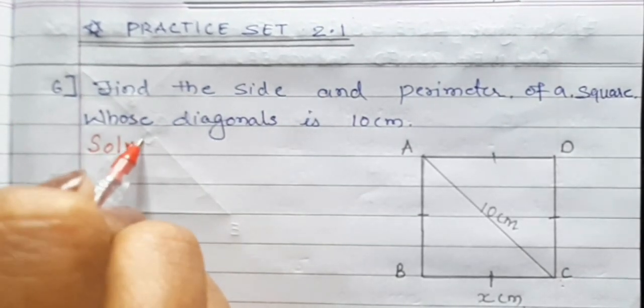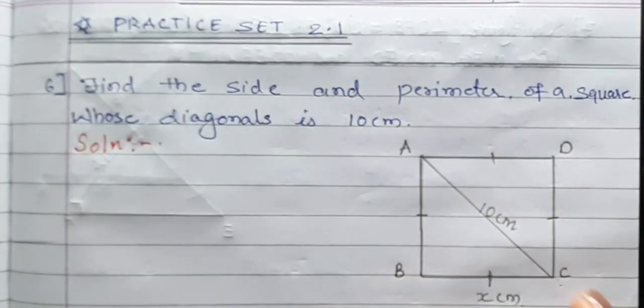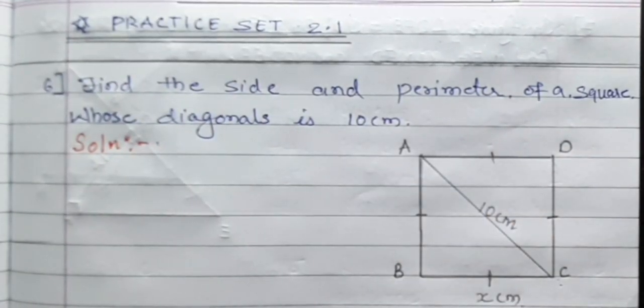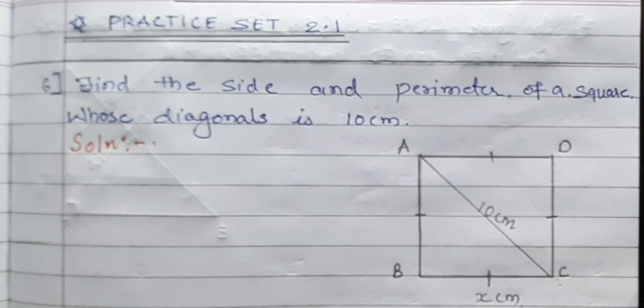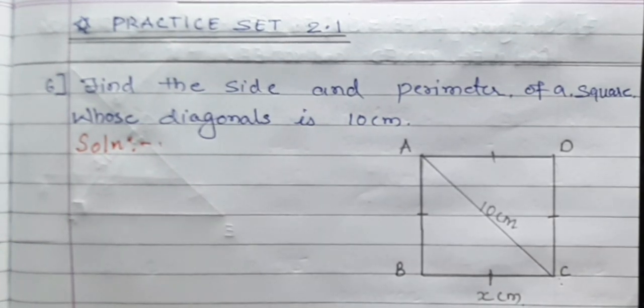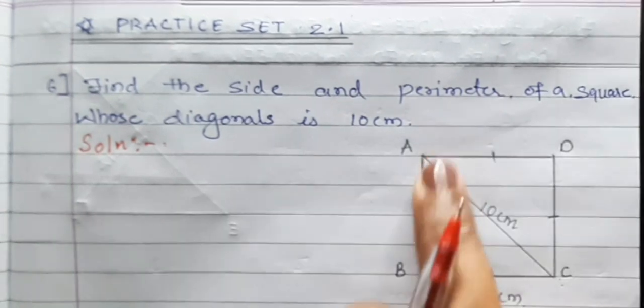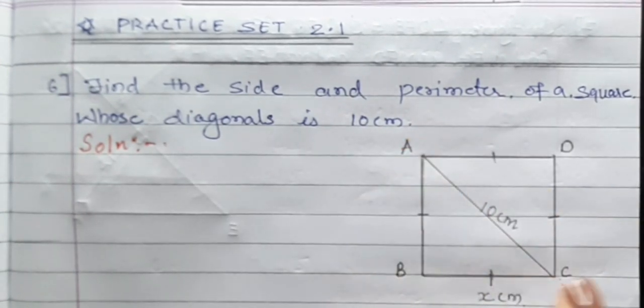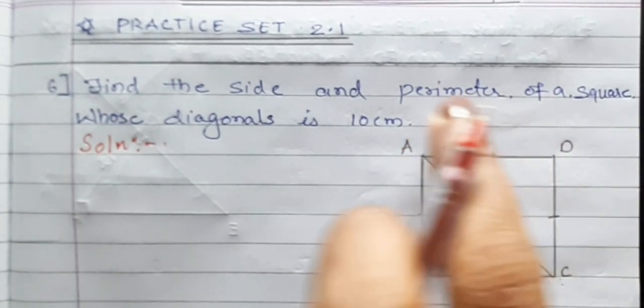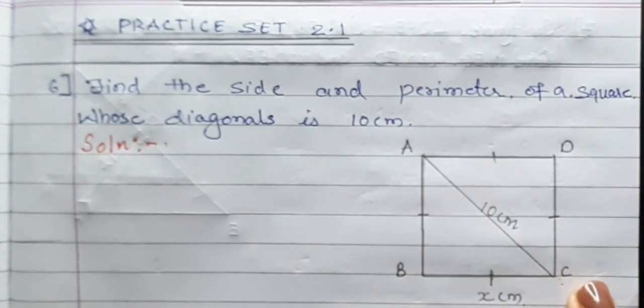Now to calculate the length of the side, we have to use the Pythagoras theorem to find the length of one of the sides. Now it is a square, so we know that all the sides of the square are equal, right? AB is equal to BC is equal to CD is equal to DA, right? We will suppose that BC is equal to X.